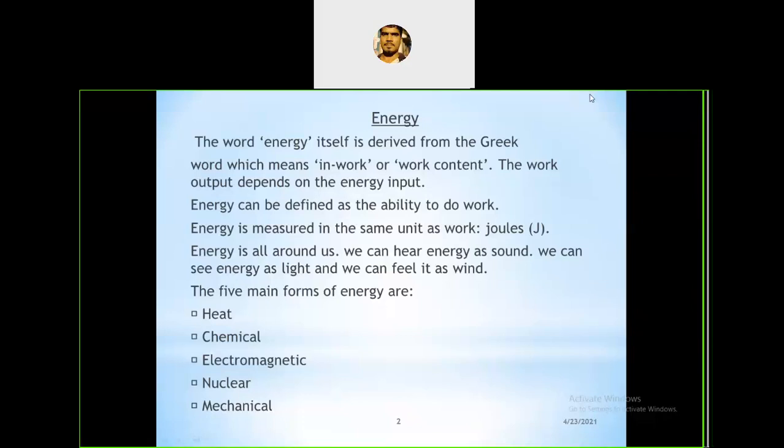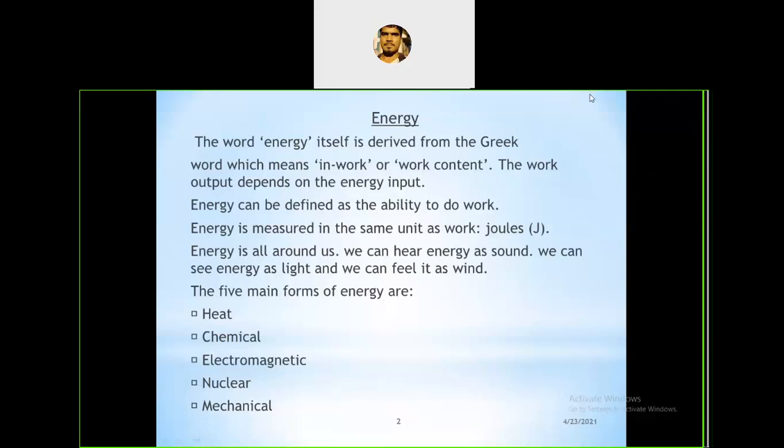And this energy is all around us. We can hear energy as a sound. If you want to produce any sound, it needs energy. We can hear the energy by blasting crackers. If you blast the crackers, it will make a sound. That sound is energy. We can see the energy as light. Of course, light is a form of energy, a source of energy. So if you blast the crackers, you get the sound as well as the light.